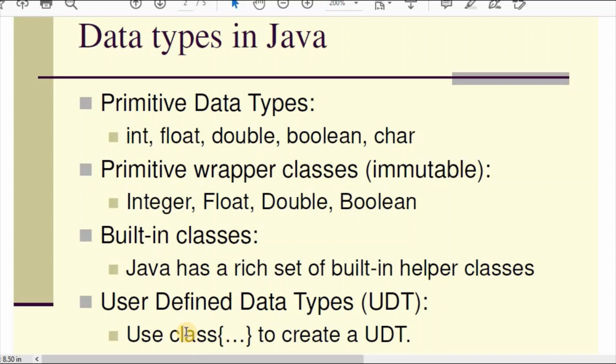Then we have user-defined data types or UDT, so we can use classes to create our user-defined data types. For example, if we want to have a data type of an employee, we want to have lots of employees and the employees will have various attributes. So we can create a data type employee. For that, we would create a class called employee and so on. We will get to that.